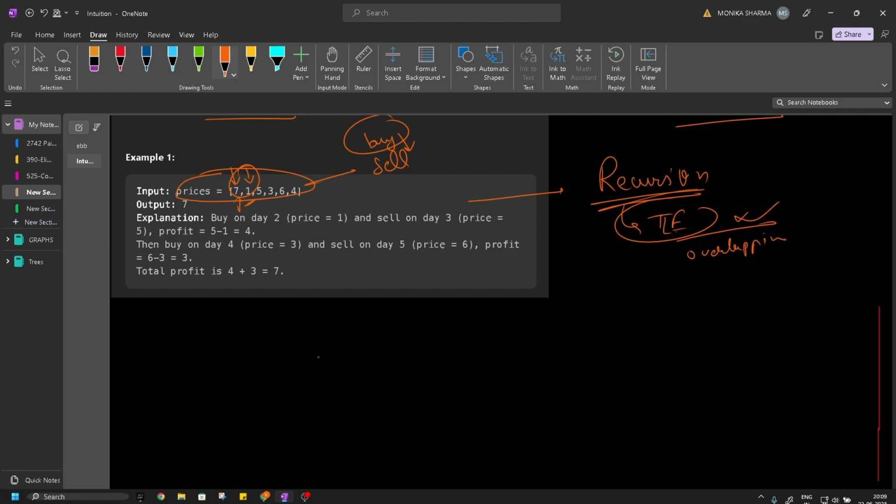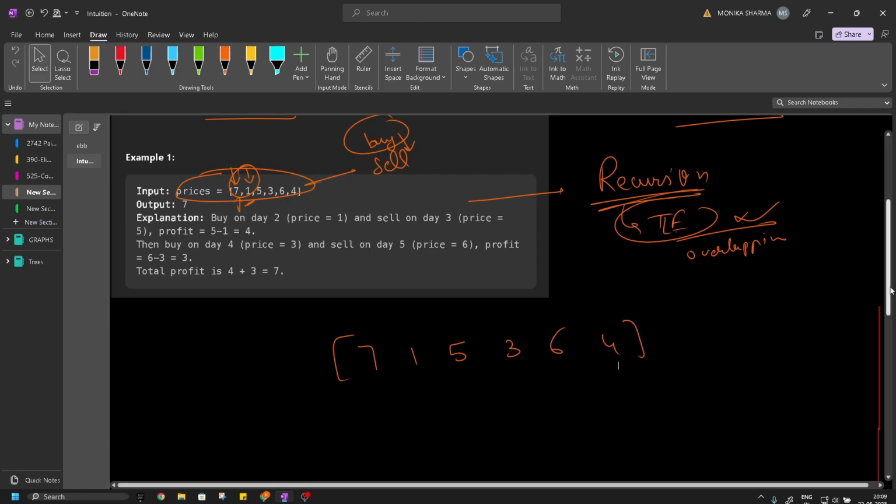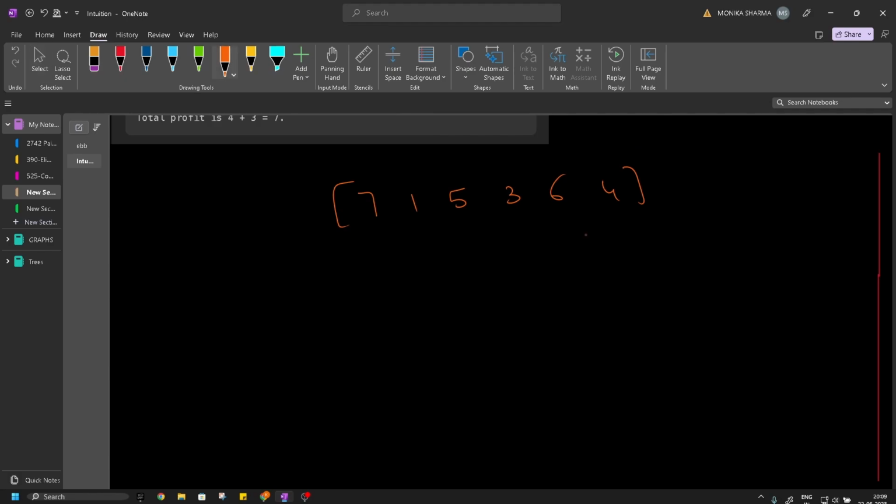Okay, so we have the prices array which is 7, 1, 5, 3, 6 and 4, right? As I mentioned above, on a single given day we have a choice: to either buy a stock or not buy a stock, sell a stock or not sell a stock. Let's start with the 0th index. I'll just mark the indices 0, 1, 2, 3, 4, 5. So we'll start right here.